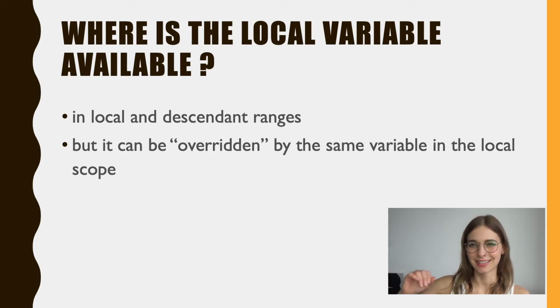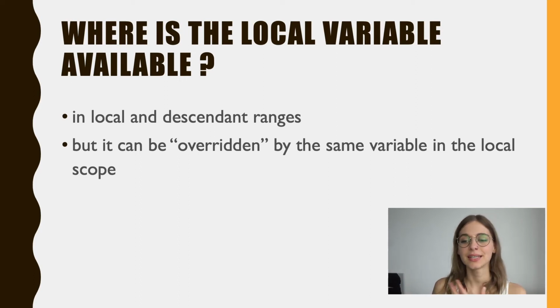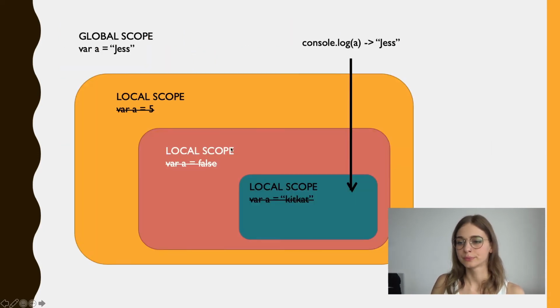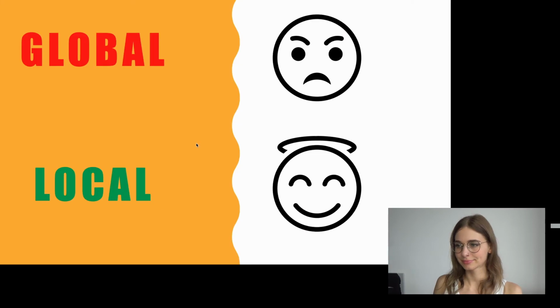So it's kind of changing its meaning, because it can then be overridden by the same variable in the local scope. So that local scope, which should only be visible in its own function, by its own function, kind of becomes a global scope for this inner function.